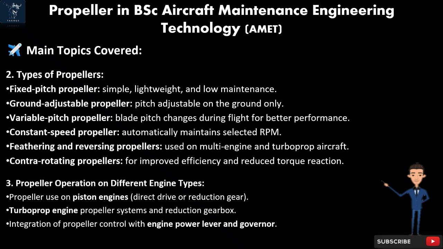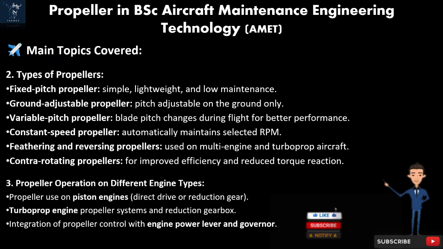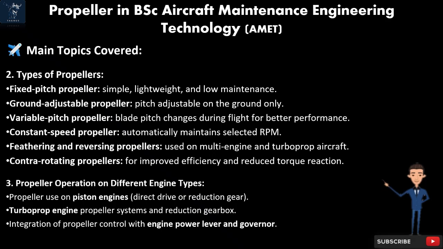2. Types of propellers. Fixed-pitch propeller, simple, lightweight, and low maintenance. Ground-adjustable propeller, pitch adjustable on the ground only. Variable pitch propeller, blade pitch changes during flight for better performance. Constant speed propeller, automatically maintains selected RPM. Feathering and reversing propellers, used on multi-engine and turboprop aircraft. Contra-rotating propellers, for improved efficiency and reduced torque reaction.